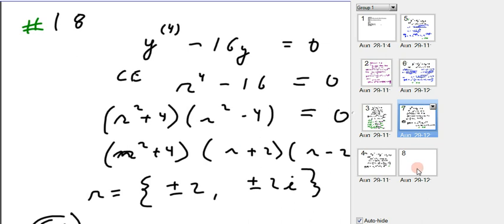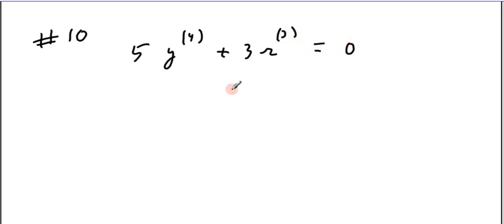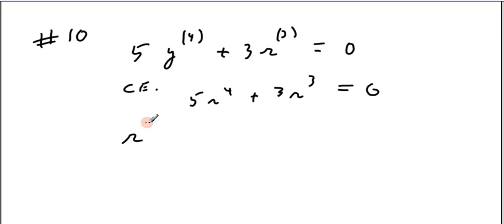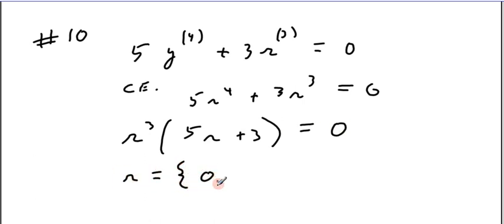Okay, number 10. Now, number 10? Was that number 18? Okay, that was number 18. So we'll do number 10. Number 10 looks fun. 5 times the fourth derivative of y plus 3 times the third derivative of y is equal to 0. Characteristic equation: 5r to the fourth plus 3r cubed is 0. I can factor out an r cubed: 5r plus 3 is 0. So it looks like I have roots of 0, 0, 0, and minus 5 over 3. No, not minus 5 over 3, minus 3 over 5, are my roots.